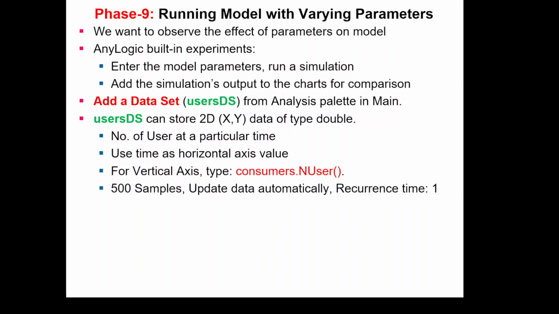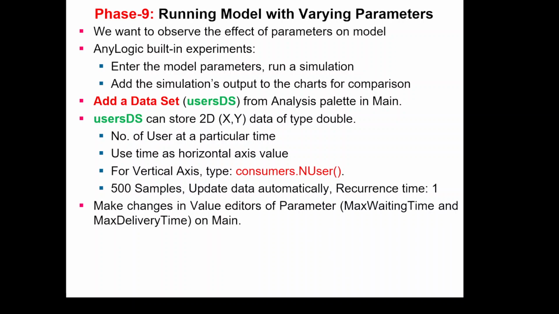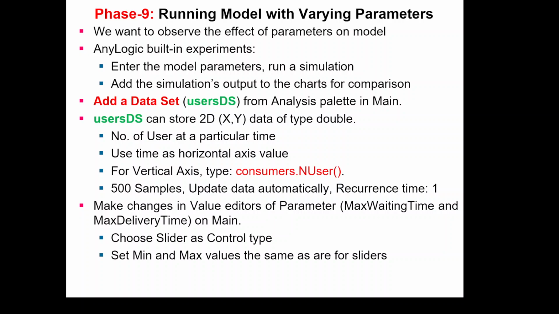We will take 500 samples, update data automatically, and the recurrence time will be 1. Then we are going to make some changes in the parameters that we defined in our last video. We are going to associate maximum waiting time and maximum delivery time with a slider control, and then set the minimum and maximum value as we have done before.